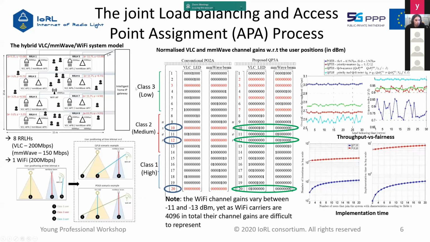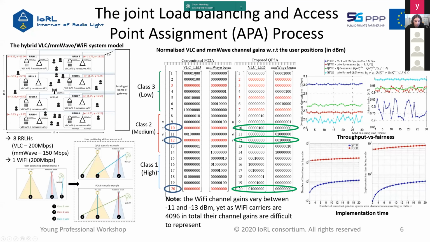So during our simulations, here at this point, we got the conventional approach that is extracted by these two papers mentioned previously, and this is our approach. In the conventional approach, we see that there are three different classes of users. Class 1 has high quality of service requirement, class 2 medium, and class 3 low quality of service requirement.